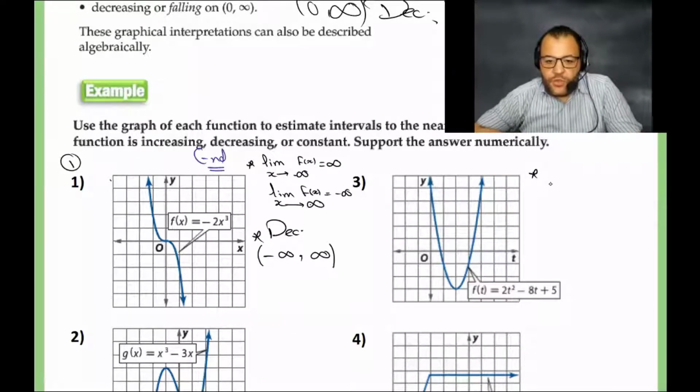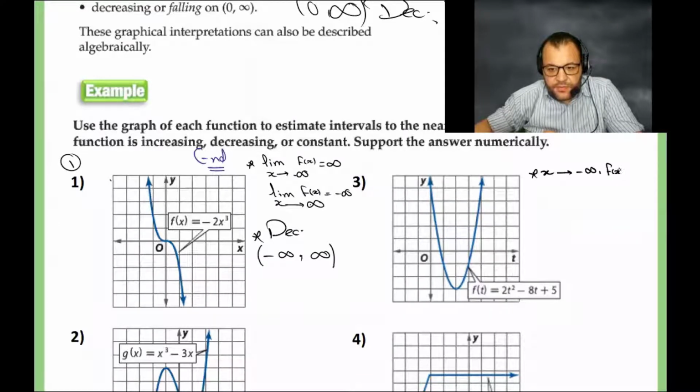So the same here. We need to read the end behavior for question number 3. What is the end behavior? When x approaches negative infinity, f of x is positive infinity. And the second part, when x approaches positive infinity, f of x is positive infinity. That is the end behavior.